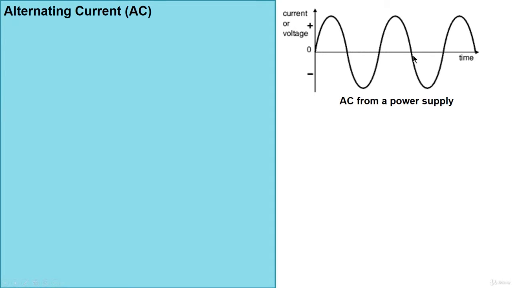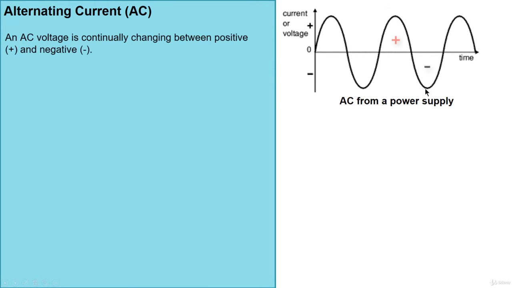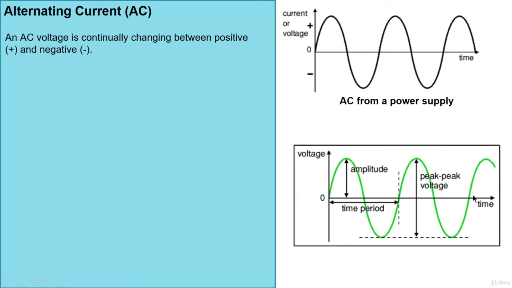Alright, so an AC voltage is continually changing between positive and negative, right? The rate of changing direction is called the frequency of the AC, and it is measured in hertz, which is the number of forwards, backwards cycles per second. Now let's check some of the most important properties of an AC signal.